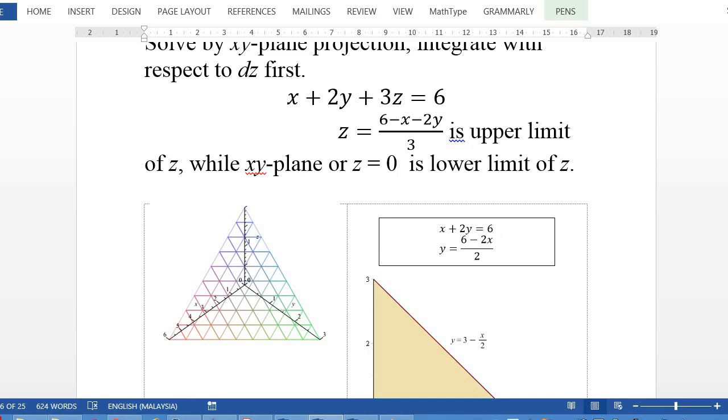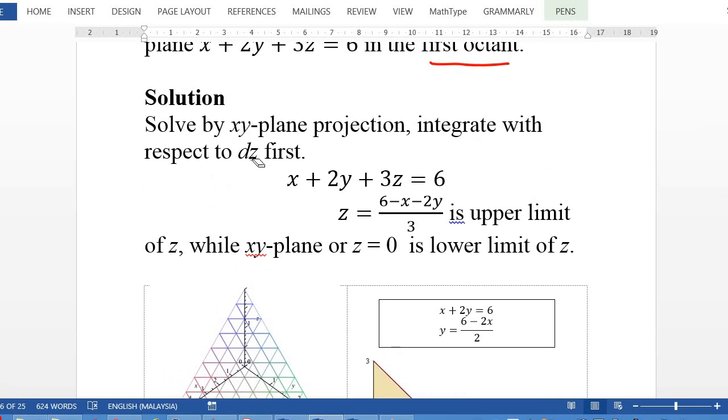Then we want to find the volume bounded above by this tetrahedron and the three coordinate planes. Actually, we have six ways to solve it. First of all, if you view this solid parallel with the z-axis, you integrate with respect to z first, and the region R will be on the xy plane. So I said here, solve by xy plane projection: you view the solid parallel with your z-axis, then you integrate with respect to dz first. That's the previous explanation: when you sum the unit cube vertically, you integrate with respect to z first.